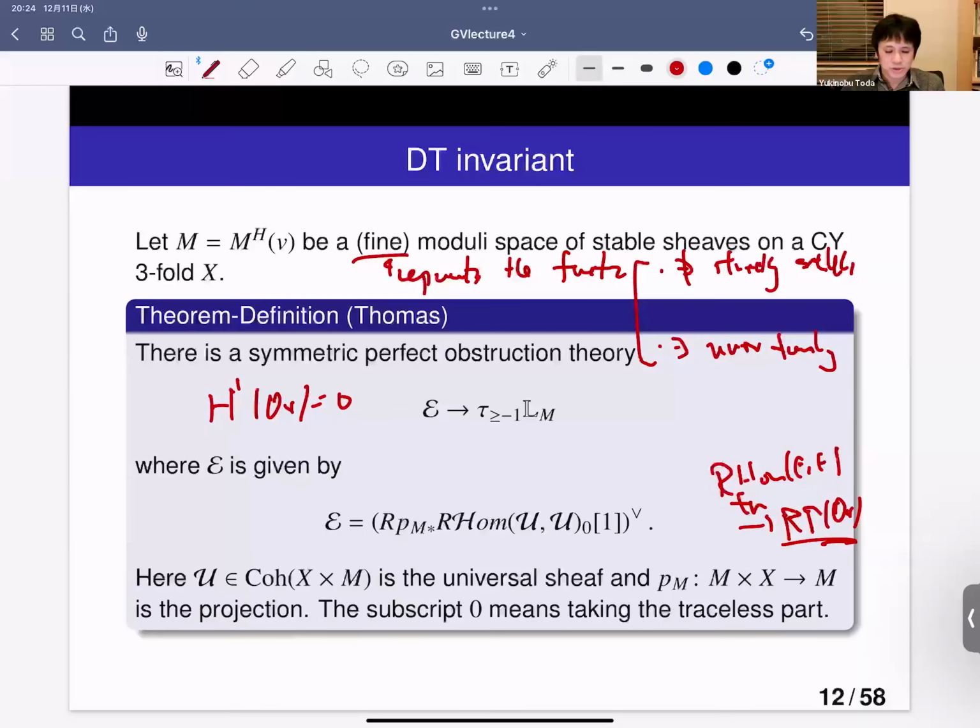And from this construction, the zeroth and minus first cohomology of this one are the dual of Ext^1 and the dual of Ext^2. So by taking dual, we get the tangent space Ext^1 and the obstruction space Ext^2. This is how the perfect obstruction theory can be constructed on this moduli space. And also this is symmetric because of the Calabi-Yau condition.